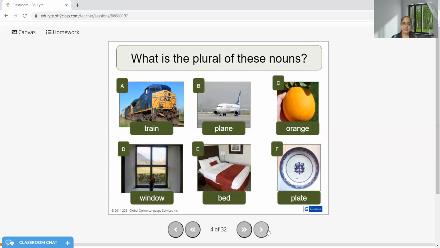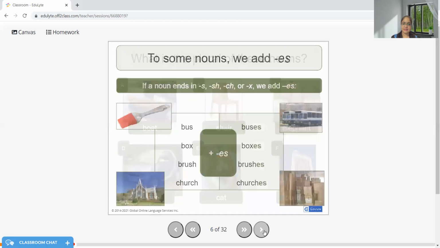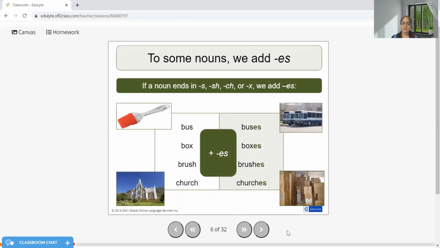So let's convert the singular form into the plural form. Trains, planes, oranges, windows, beds, plates, boats, chairs, elephants, cars, cats, buildings. So those who are just trying to learn English, I'm sure this can be the easiest possible way to make you understand about different things.